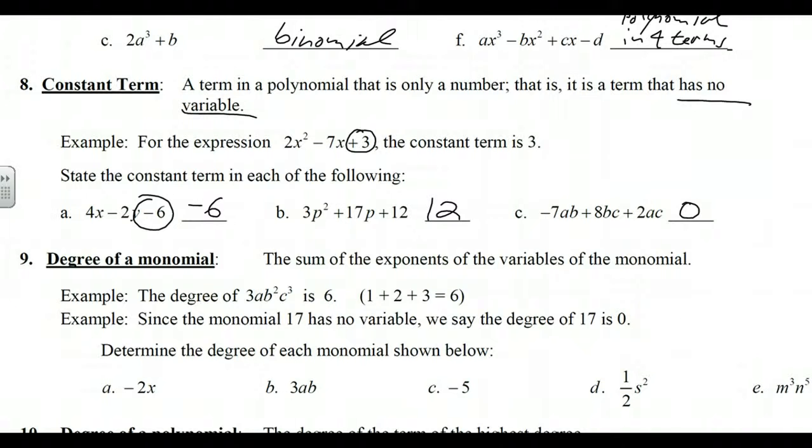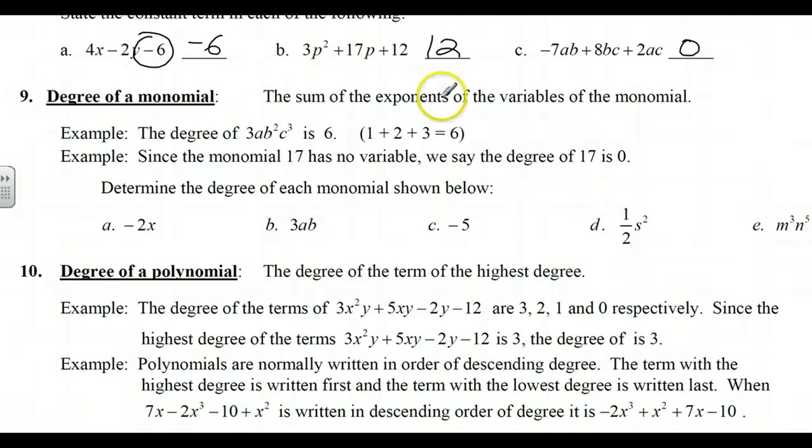The degree of a monomial is the sum of the exponents of the variables. Okay, so we have variables. Variables have exponents. If they're not shown, it's a 1. That's a to the power 1. So the degree of this is 1 plus 2 plus 3, degree 6. Since the monomial 17 has no variable, we say the degree of 17 is 0. This is degree 0.